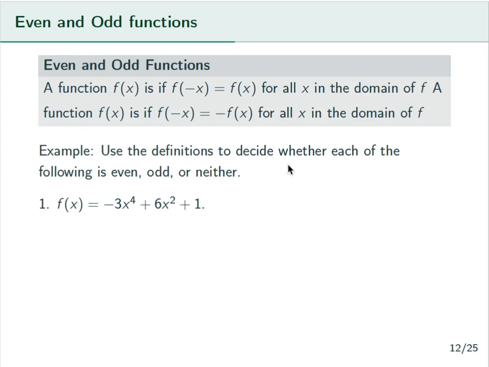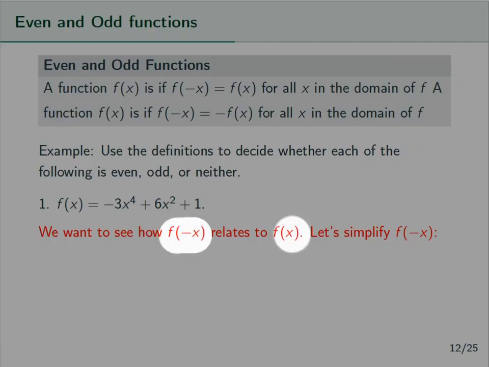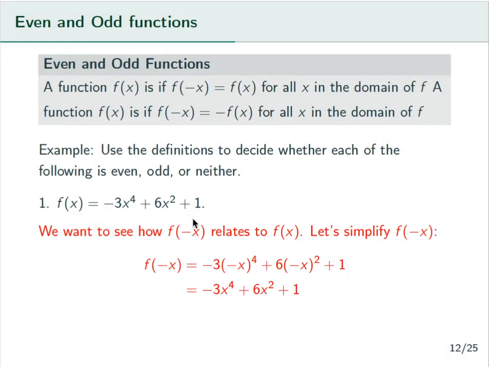So we use the definition to decide whether each function is even, odd, or neither. Here we have the function f of x equals negative 3x to the fourth plus 6x squared plus 1. We want to see how f of negative x relates to f of x. So what we have to do is simplify f of negative x. That means that instead of x, I plug negative x into all these terms. Then f of negative x is negative 3 times negative x to the fourth plus 6 times negative x squared plus 1. And when I simplify, I get this.